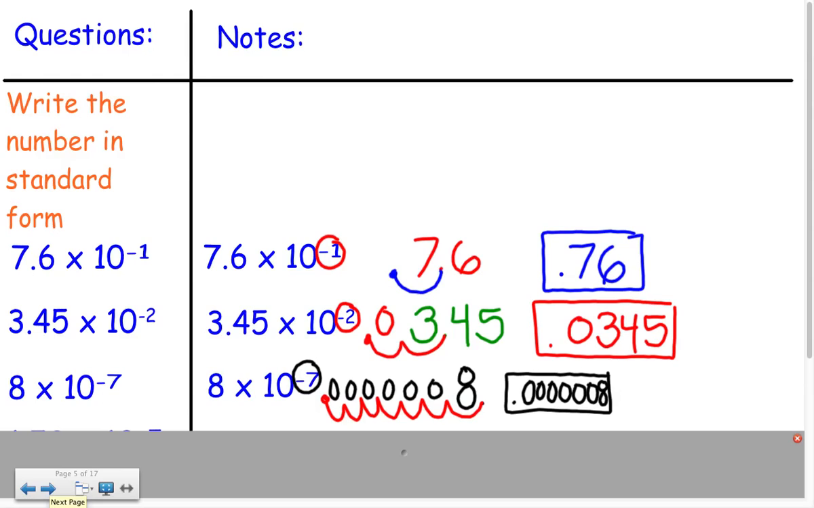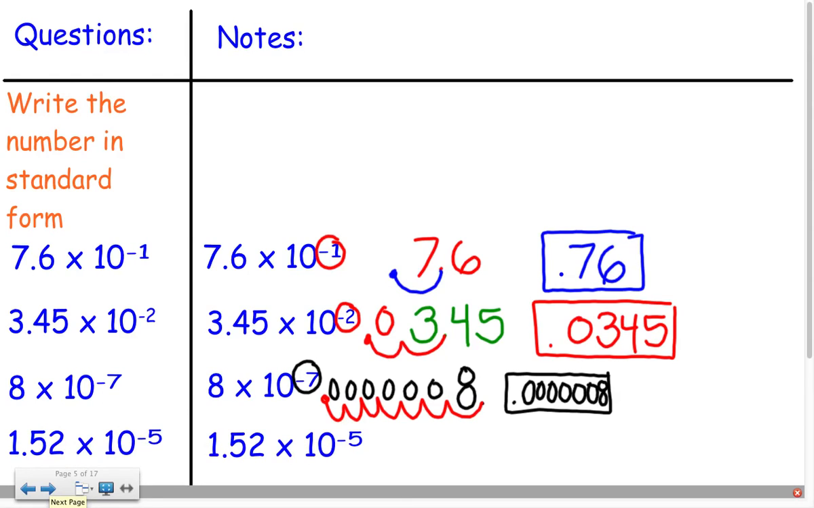So very small numbers for our answers on this page. And the last one, 1.52 times 10 to the negative 5th. Exponent is negative, so I'm going to move my decimal to the left. I'm going to move it to the left 5 spots. 1, 2, 3, 4, 5. Add in my zeros. And I'm left with 0.0000152.